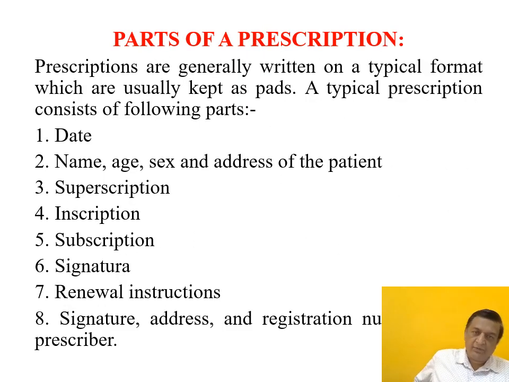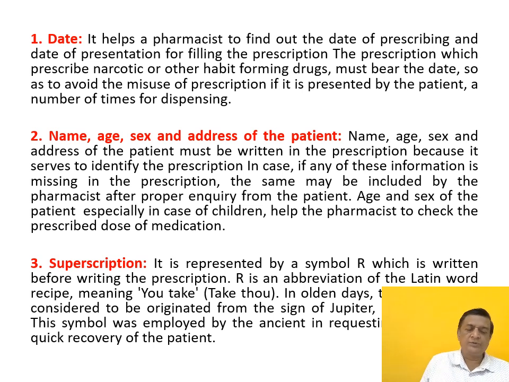So next, coming to parts of prescription. Prescriptions are generally written on a typical format which are usually kept as pads. A typical prescription consists of date, name, age, sex and address of the patient, superscription, inscription, subscription, signature, renewal instruction, signature, address and registration number of the prescriber. So now let us discuss all these points one by one.